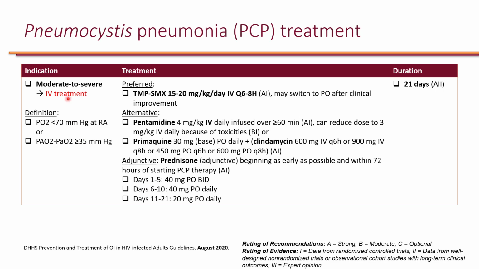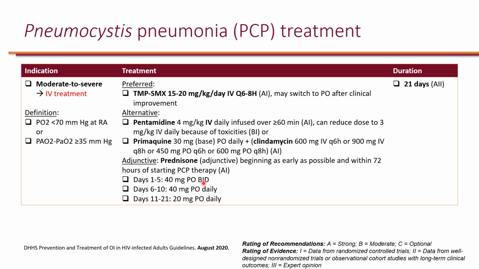And for these patients where either the PO2 is less than 70 or the gradient is more than 35, so alveolar and arterial oxygen gradient is greater than 35, these patients also need prednisone. So this is adjunctive. So in addition to what you're giving for treatment, so if you're giving Bactrim, these patients, in addition, also need prednisone for 21 days.